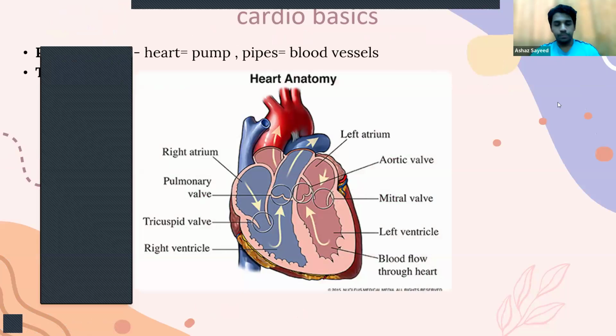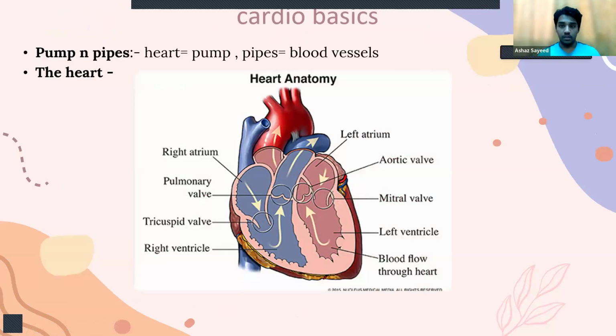Okay, so our cardiovascular system works in a way of pumps and pipes. It's like a water pump, you may say. The pump being our heart, and the pipes being the blood vessels, and obviously the fluid being the blood. So first we'll talk about the heart.